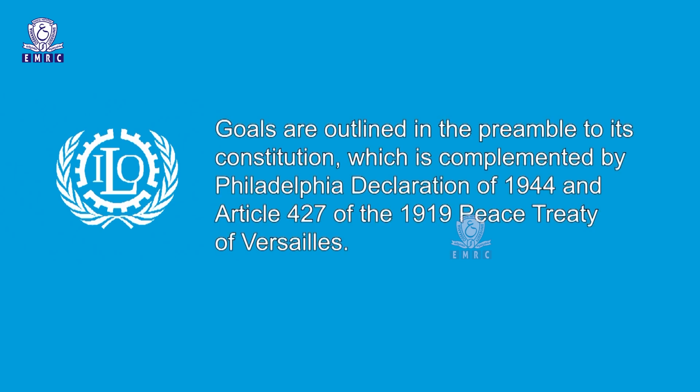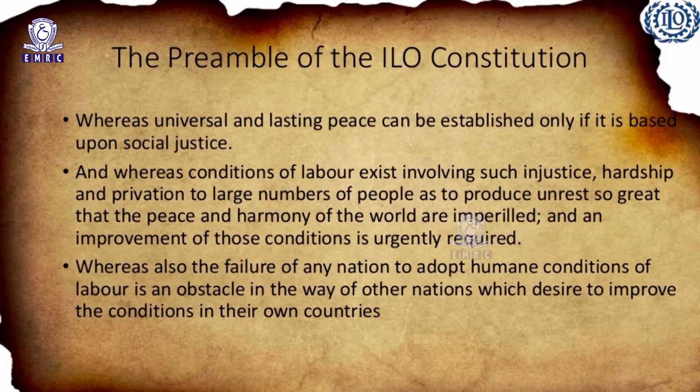Now, the specific objectives of ILO are as follows. The ILO's goals are outlined in the preamble to its constitution, which is complemented by the Philadelphia Declaration of 1944 and Article 427 of the 1919 Peace Treaty of Versailles. These three tools give the following definitions of the ILO's ideology. Social justice must be the foundation of any durable worldwide peace.